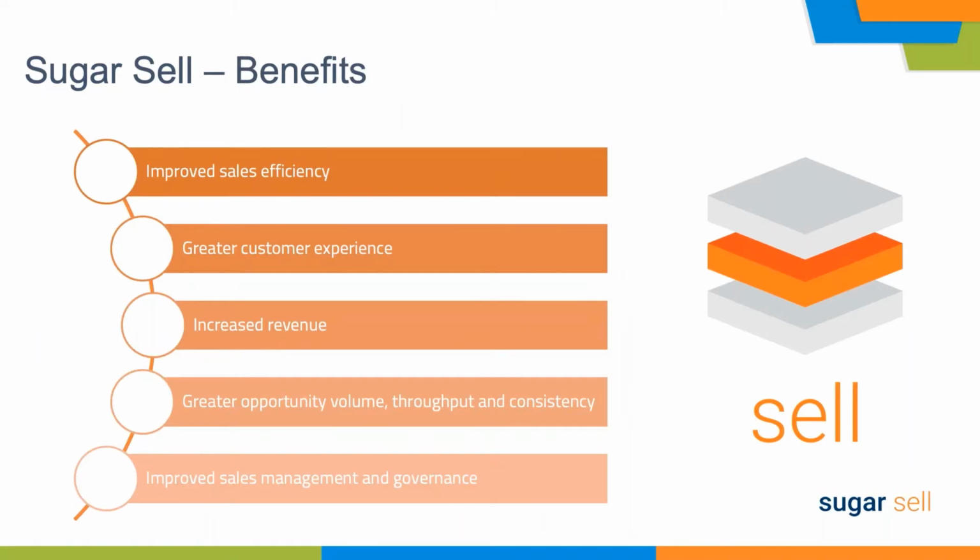And in terms of benefits, it's all the things you'd expect from Salesforce automation. You implement Sugar Sell because you're trying to improve your sales efficiency. You're trying to improve customer experience, increase revenue, get more volume and throughput on your opportunity pipeline, and to improve oversight capabilities for sales management.